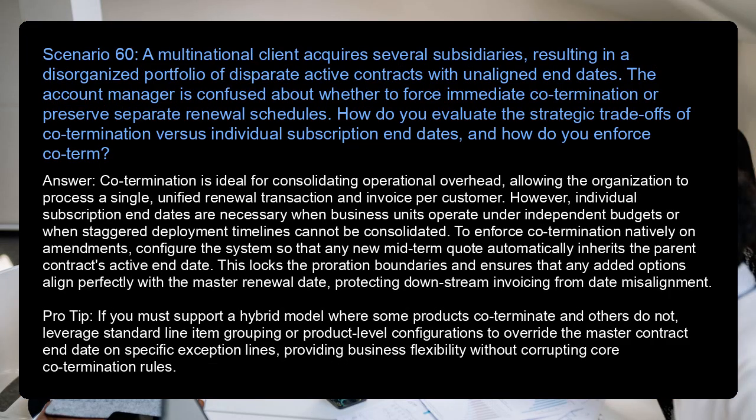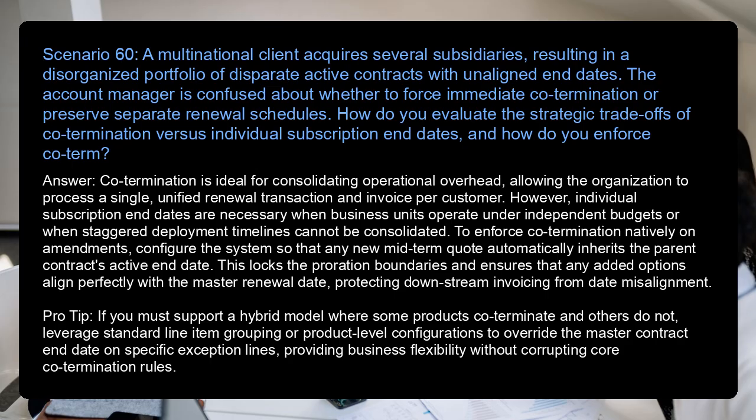Scenario 60. A multinational client acquires several subsidiaries, resulting in a disorganized portfolio of disparate active contracts with unaligned end dates. The account manager is confused about whether to force immediate co-termination or preserve separate renewal schedules. How do you evaluate the strategic trade-offs of co-termination versus individual subscription end dates, and how do you enforce co-term?